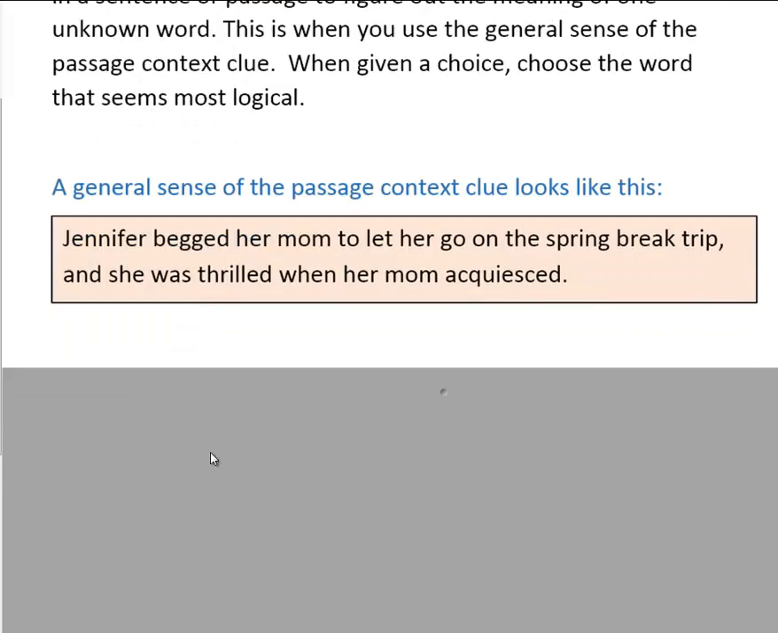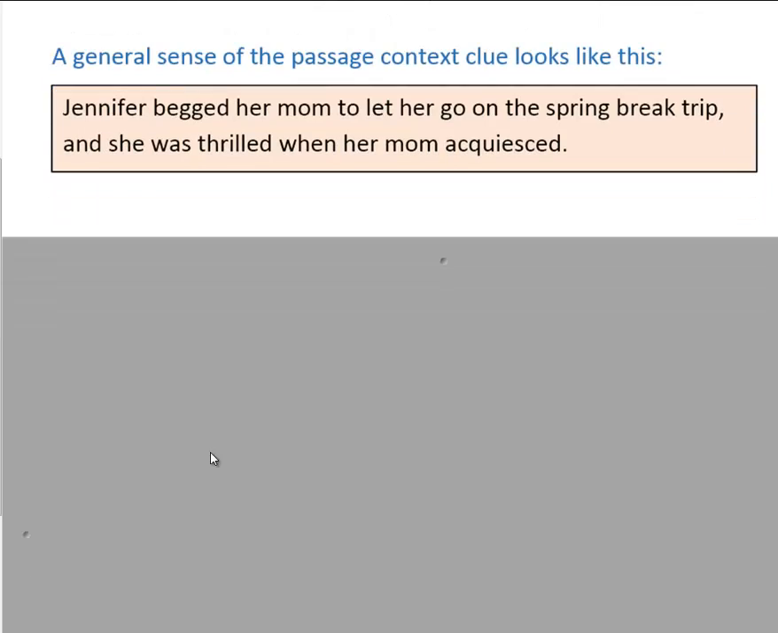Okay, here we have Jennifer. Jennifer begged her mom to let her go on the spring break trip, and she was thrilled when her mom acquiesced. What does this word acquiesced mean? Okay, so the fact that Jennifer begged her mom for something lets us know that in general, this must be a good thing or something she wants.